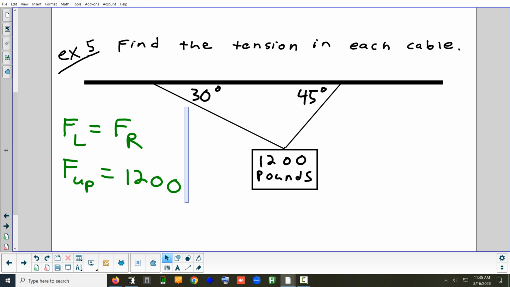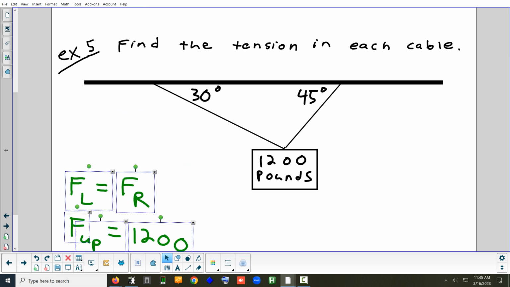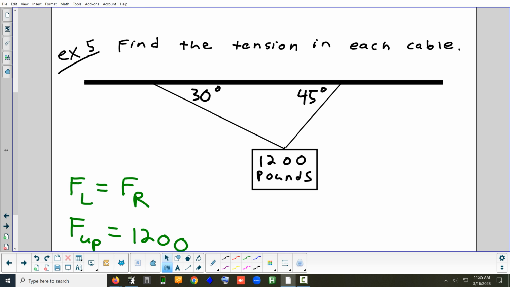Okay, now I want to start drawing on this a little bit. Let's make this the tension in cable 1, and this will be the tension in cable 2. Which way is cable 2 pulling on the weight?